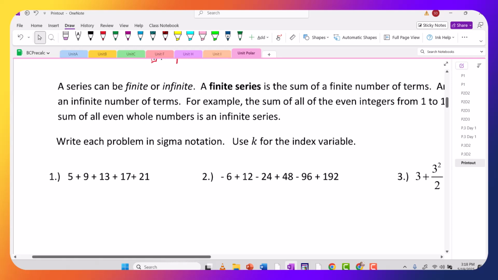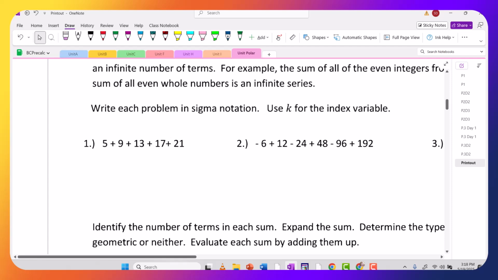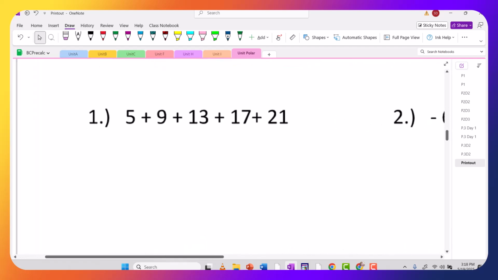All right. So write each problem using sigma notation. Use k for the index variable. So here's what becomes tough on this.